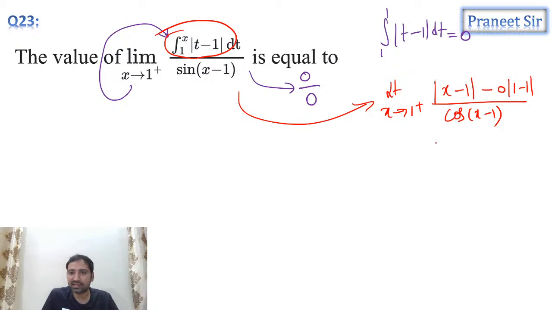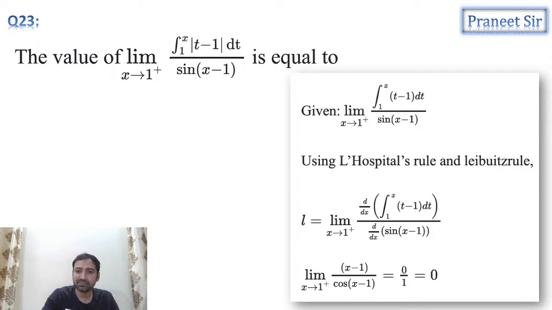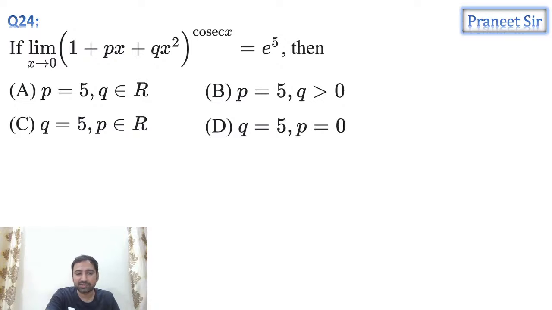Now substitute the limit, guys. When you substitute the limit, mod 0 by cos 0. Cos 0 is anyway 1, but mod 0 is 0. So we can say that 0 by 1. So the answer is 0, guys. Answer for this question is 0. Clear? So we're getting 0. Let's move to the next question.